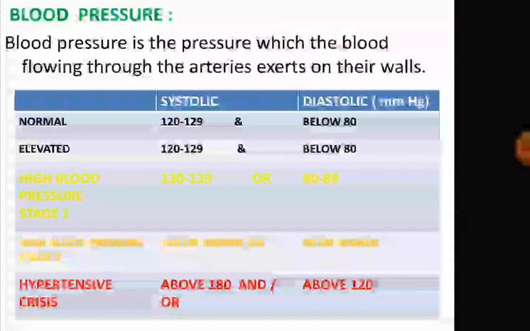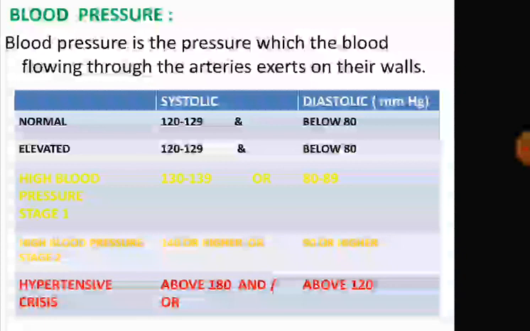And the lower limit is called diastolic. That is the opposite one. Now, the normal pressure varies. Normal pressure is about 120 to 129. This is the systolic, the upper one. Then the lower one will be below 80. Elevated one is 120 to 129 again, and the diastolic one is below 80. Now, it is in mmHg. mmHg means millimeter of mercury.